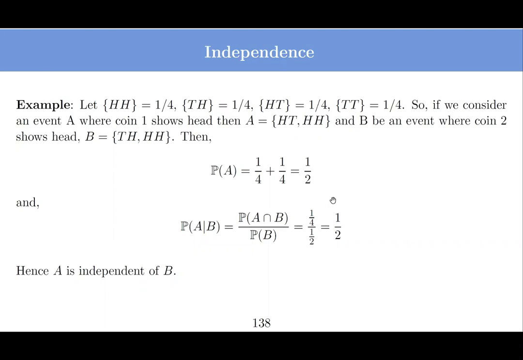So in that case, conditioning on B does not change the probability of A. So we say A is independent of B, which here also implies that the chance that the first coin shows a head is independent of whether coin 2 shows a head or tail. But you can verify that this is not always true if you have a different assignment. If these four outcomes are not equally probable, then if you condition on B, the second coin toss may change the outcome of the first coin toss, and then they would not be independent.